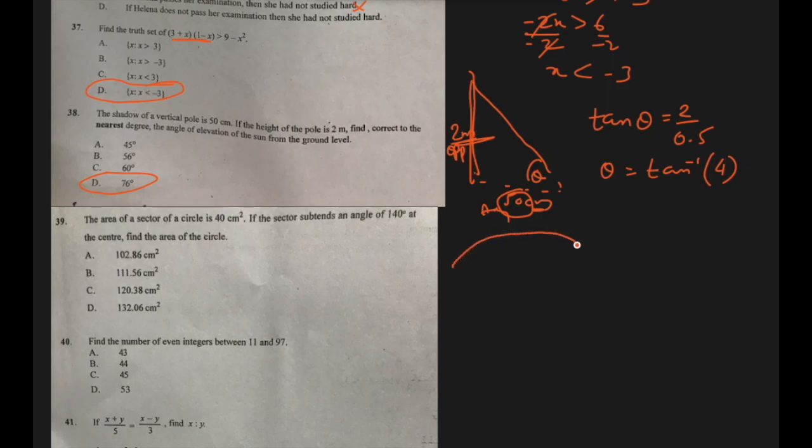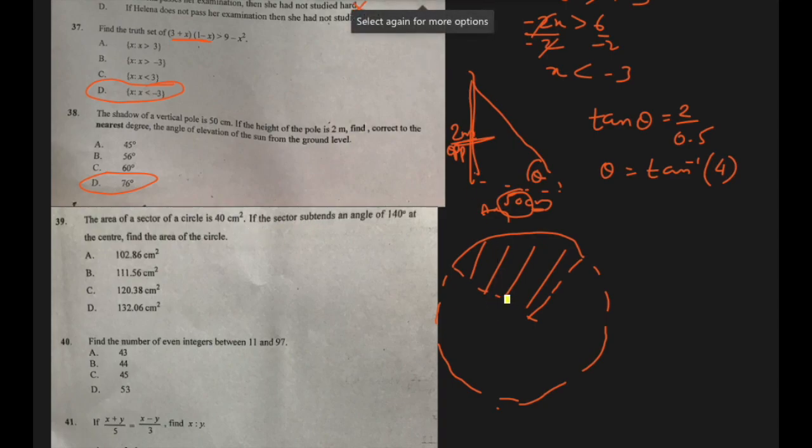Area of a sector of a circle. Earlier we had an arc in one of the questions, now it's a sector. This is the sector, and there is a full circle somewhere, but we are concerned with the sector. Its area is 40 centimeters square. If the sector subtends an angle of 140 degrees, so this is 140, find the area of the whole circle.